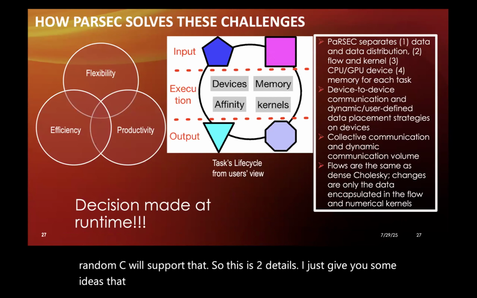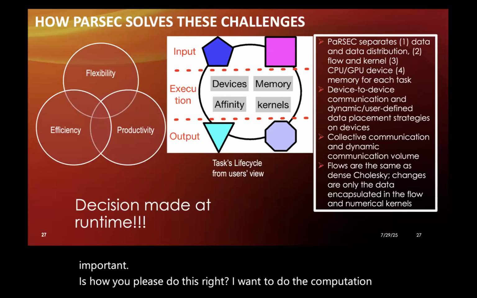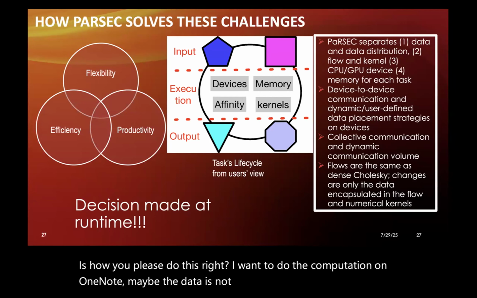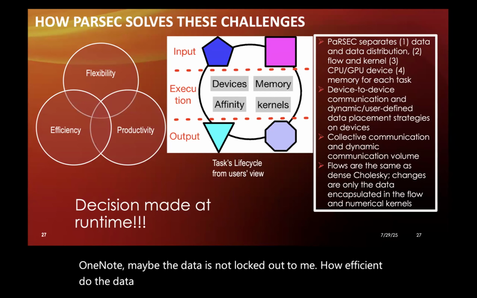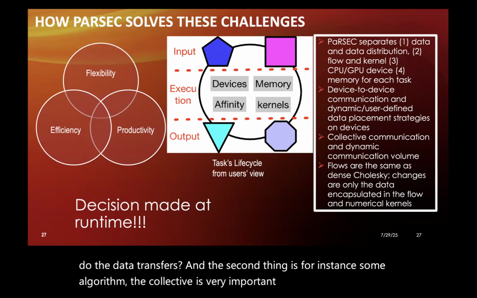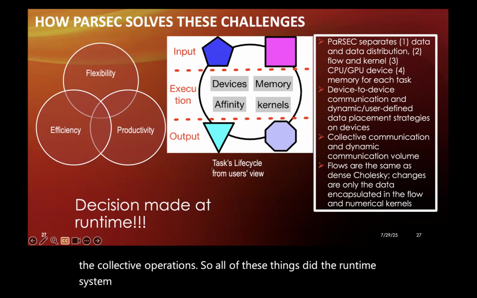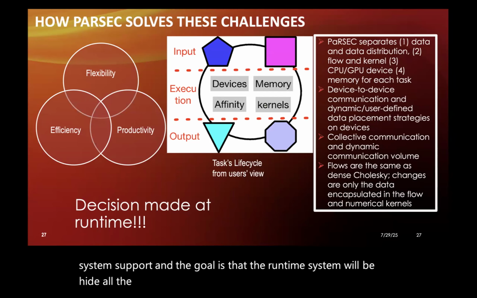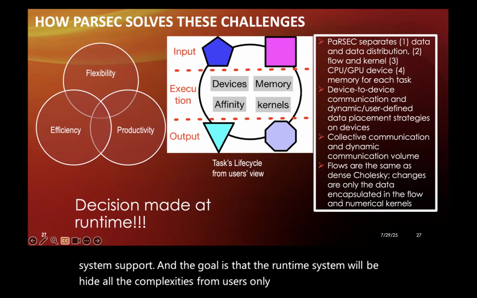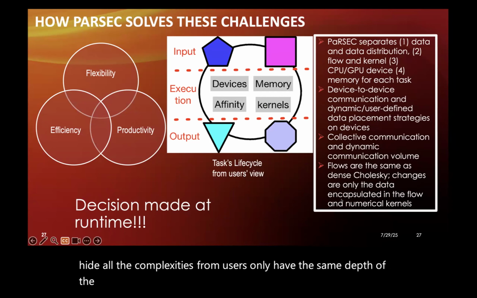For instance, in distributed computing, the most important thing is how you place data. I want to do the computation on one node, but maybe the data is not local to me, so how do we do the data transfers efficiently? The second thing is that in some algorithms the collective is very important, so how do we efficiently support collective operations? The runtime system supports all of these things. The goal is that the runtime system hides all the complexities from the users, who only need the syntax of very simple sequential code. This is the purpose of the runtime system we're building.